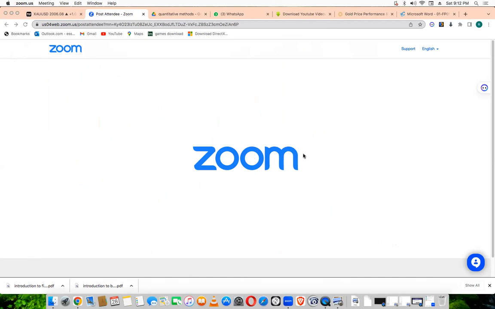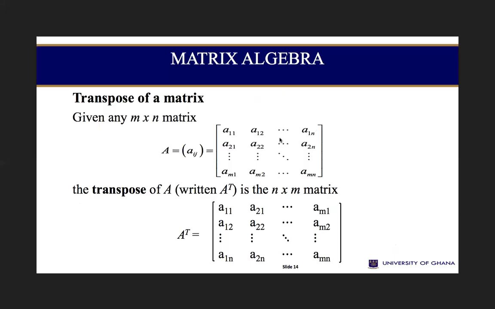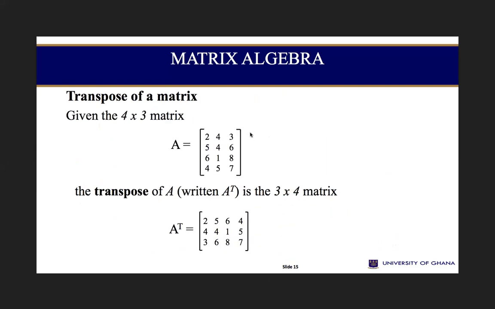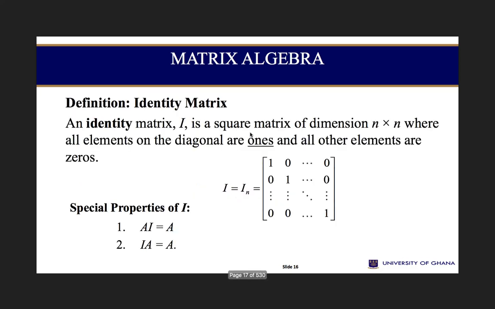Okay, so let me go back to the slide. So basically, that's what it means here. But the way they've done it here, you will be confused. So I'm moving on to the identity matrix.